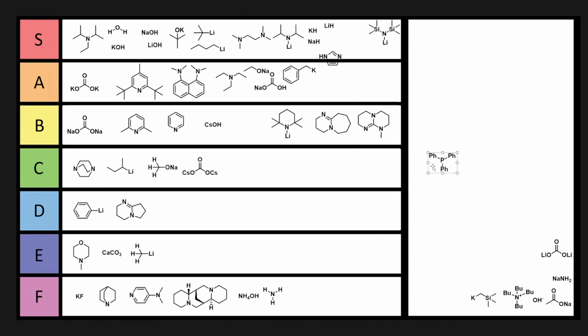Triphenylphosphine. You might not think of phosphines as bases, but they are quite basic. Now, the disadvantage with triphenylphosphine is it's extremely nucleophilic, and it will also coordinate metal centers. So in terms of utility as a base, I think triphenylphosphine should go in F tier, especially since it starts with an F sound, just like the letter F.